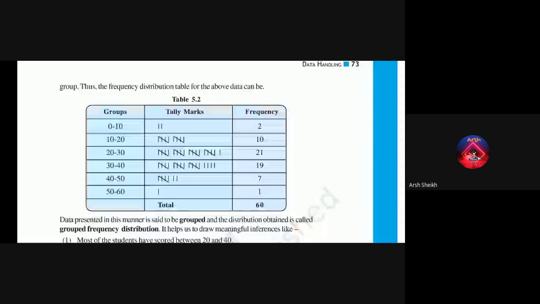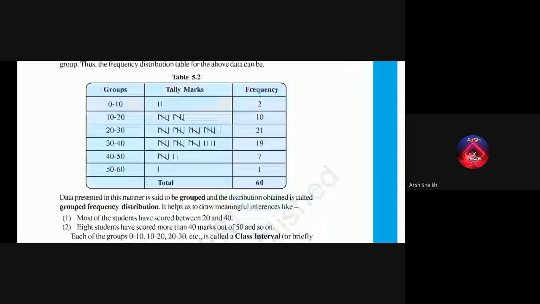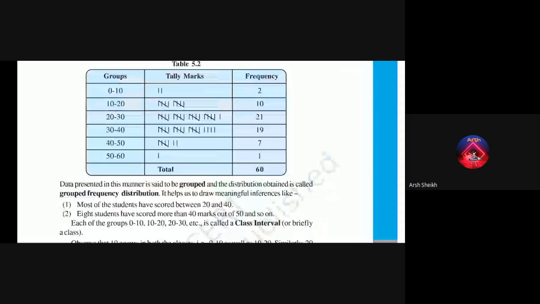Okay, now you can see: 0 to 10, 10 to 20, 20 to 30, 30 to 40, 40 to 50, 50 to 60. First of all, we prepare our tally marks, and then we count these tally marks and write them down as frequency. Okay, so it is known as grouped data.